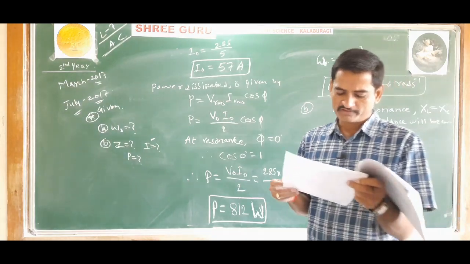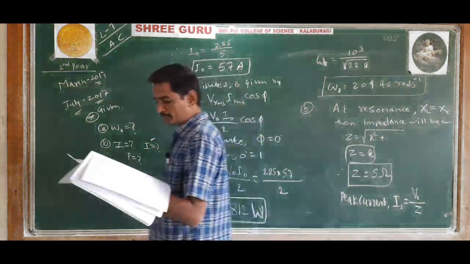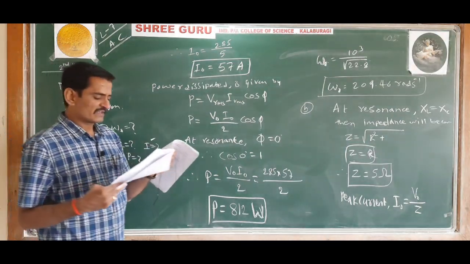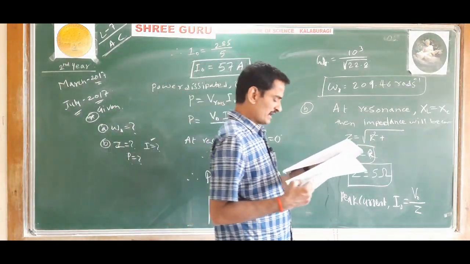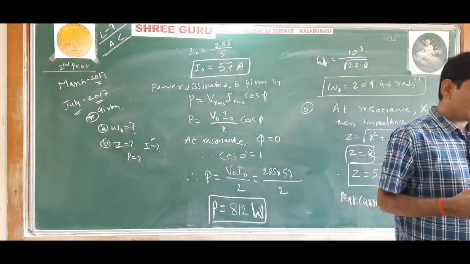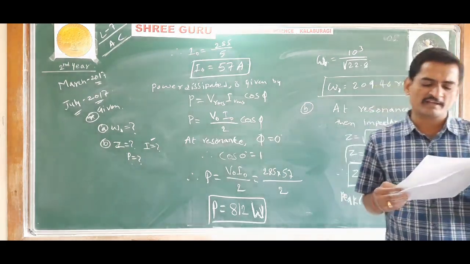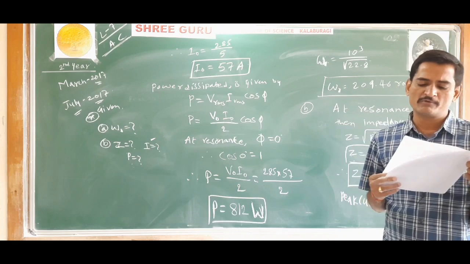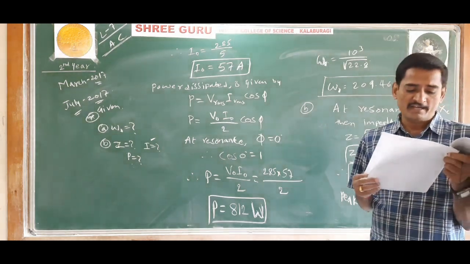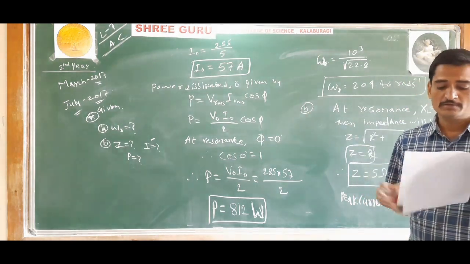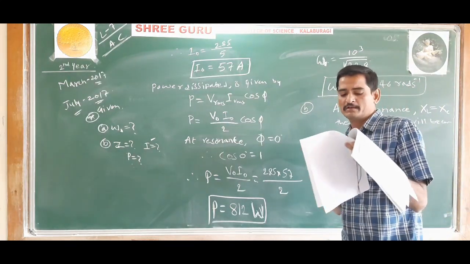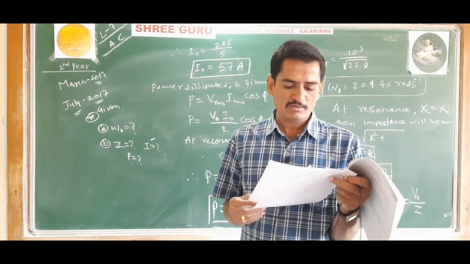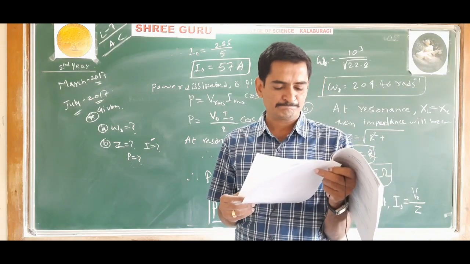And July 2017, 1 mark question. Write the relation connecting RMS value and peak value of alternating current. And next, one more 1 mark question. 2 questions, each having 1 mark, have been asked in July 2017.